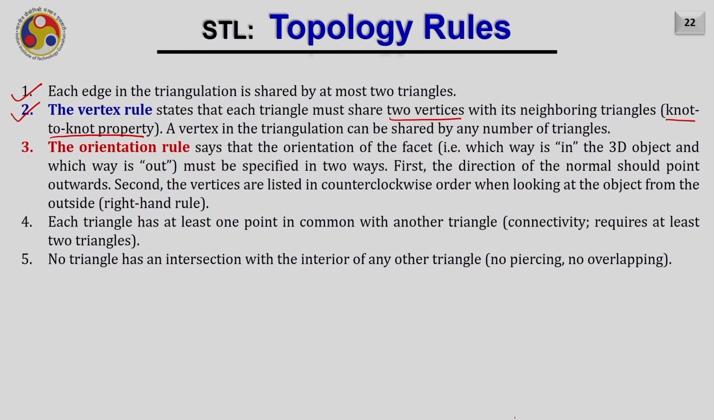The next rule in the topology, which is also called the orientation rule, states that the orientation of the facet, that is which way is in the 3D object and which way is out of the 3D object, must be specified in 2 ways. First, the direction of the normal should be pointed outward. Second, the vertices are listed in counterclockwise order when looking at the object from the outside, by utilizing the right hand side rule.